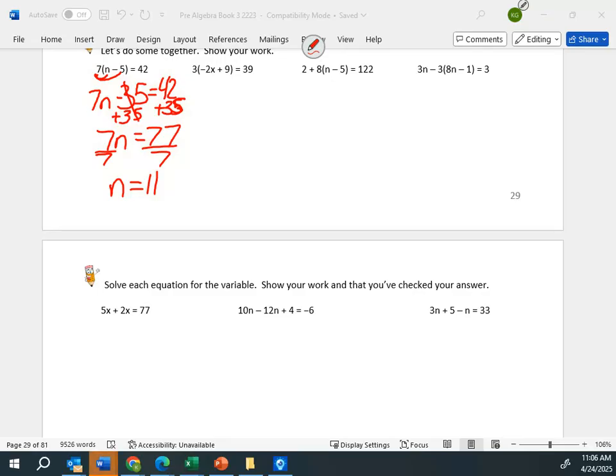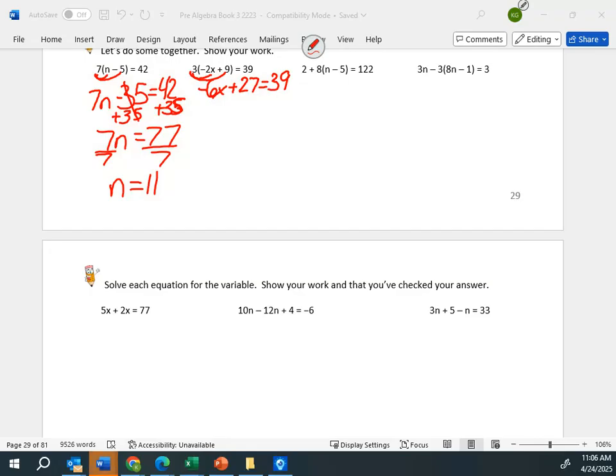So let's look at our next one. 3 multiplied by parentheses negative 2x plus 9 equals 39. What's my first step? Eleanor. Multiply negative 2x by 3. Which would be what? Negative 6x. And then we're going to multiply 3 by the positive 9, which would be 27. A positive 27. So plus 27, and that equals 39.